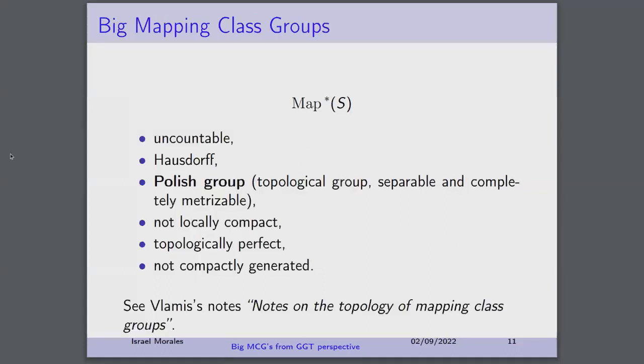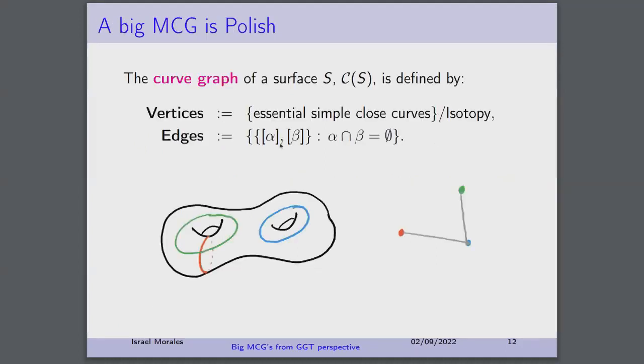to give you the idea of how we can obtain that a big mapping class group is a Polish group, it is in the following sense. For this, we use the curve graph. The curve graph is a graph associated to a surface. This graph has as vertices the set of all isotopy classes of simple closed curves, and edges are declared as a pair of vertices that have disjoint representatives.